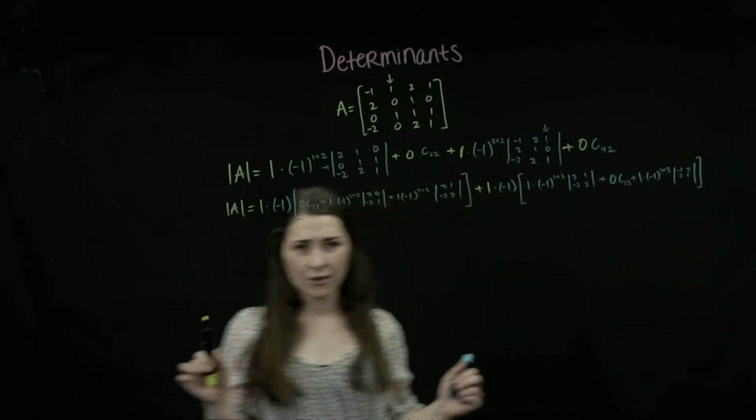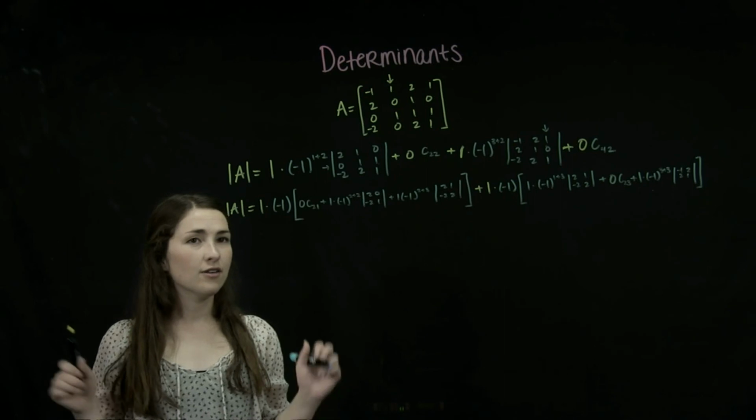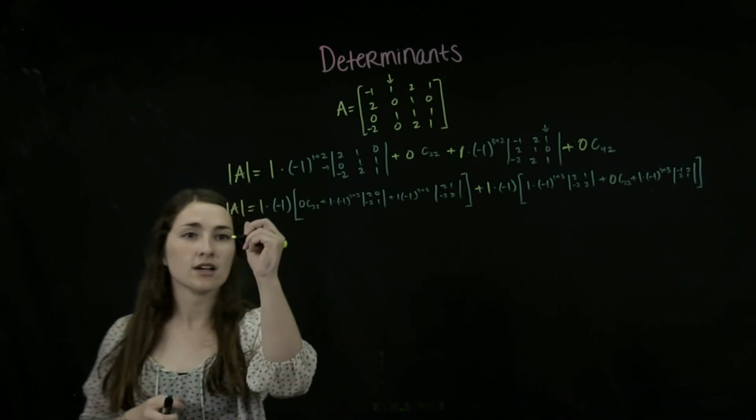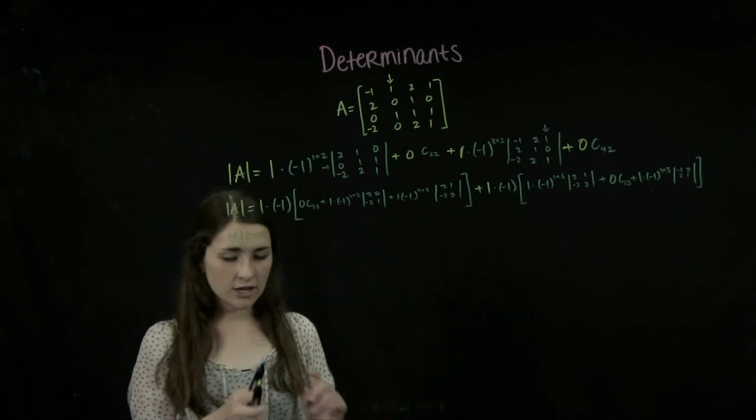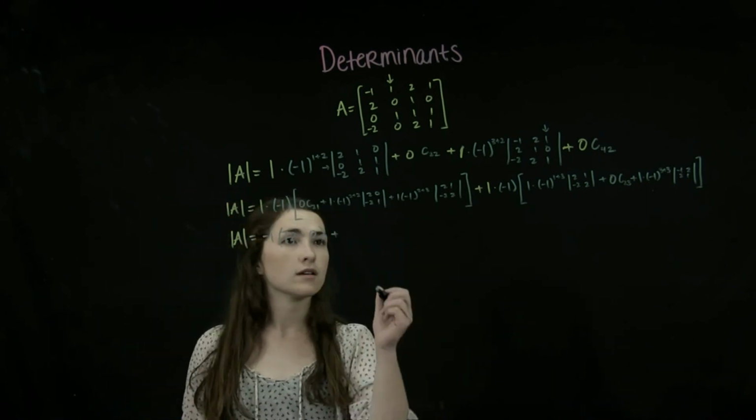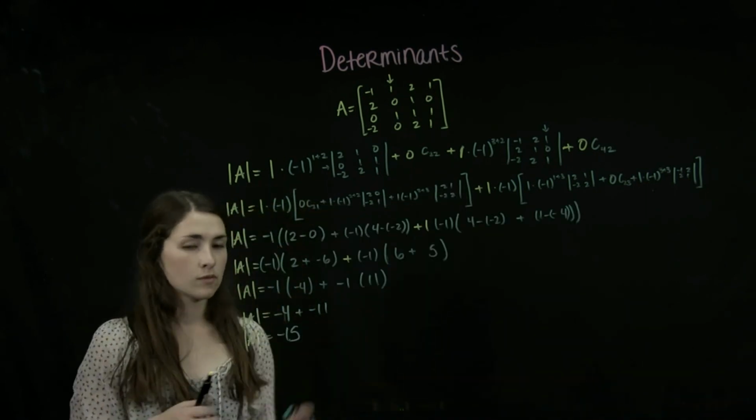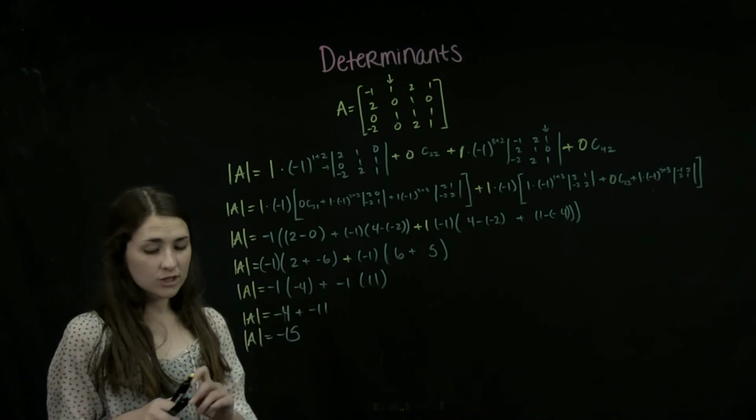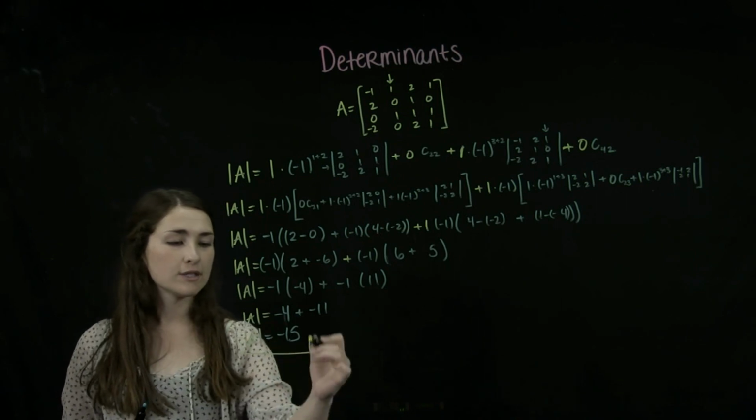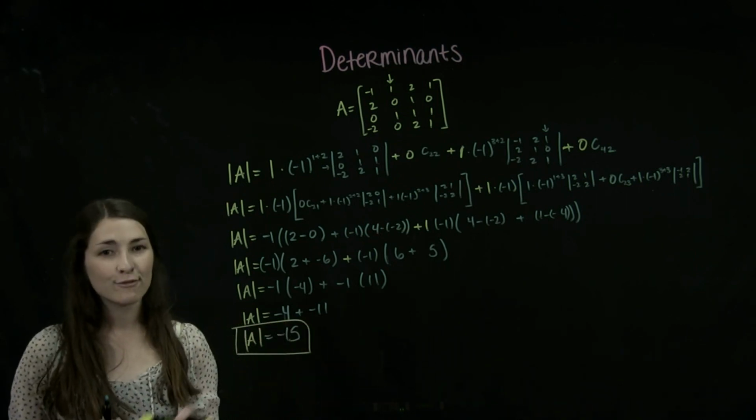Ooh, that was a lot. So now, I have faith in us, we can still do this. So we're going to take the determinant of A, and that's going to be equal to, I'm just going to go ahead and solve this. Okay, whew. That was a lot of algebra. So we know now that our determinant of this 4 by 4 matrix is negative 15.